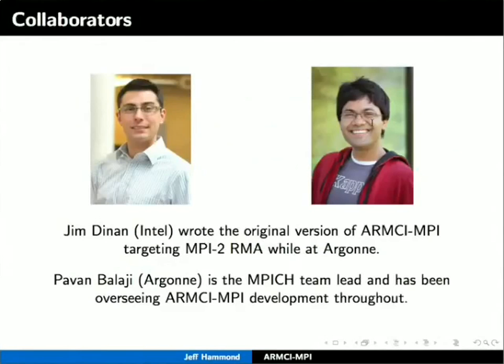Anyways, I have two collaborators on this project, who have been with me since the beginning. Dinan is my good friend, who is an alumnus of Ohio State, and he wrote the original version of ARMCI-MPI while he was at Argonne. He proceeded to lead for Intel. And then Balaji, who is, of course, an alumnus of DK's group, has been working on this project as well. So Jim wrote the first version, and then I wrote the second version. That's the difference here.